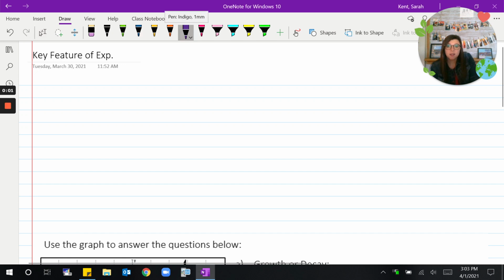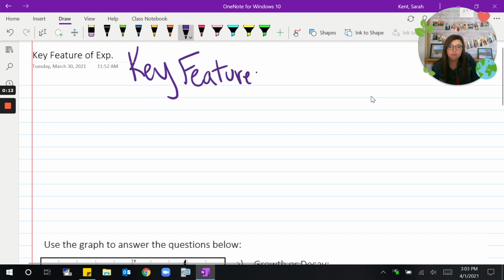All right, we are on our last unit. This is it, the last one. We are looking at exponentials. So today we'll be looking at the key features of exponentials.